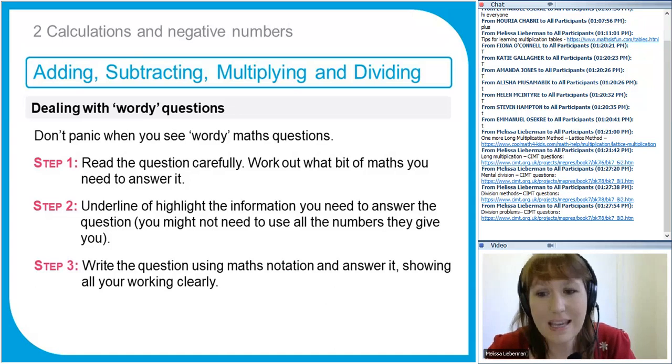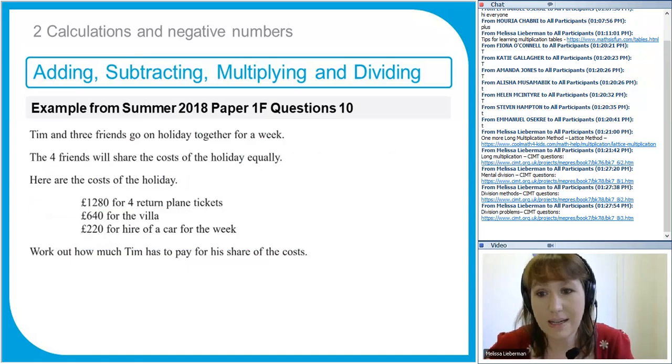And then the last thing is to write the question using maths notation, so in other words, write out the calculations. This is important even on the calculator paper, so even when you're using a calculator, it's important to write down the calculation, work it out on the calculator, and then write down what the answer is at every stage, because you could lose marks. If you get the final answer wrong and you haven't written out your calculation, you won't get any method marks. So in maths, they do award you marks for showing how you work the question out. So make sure you show it clearly.